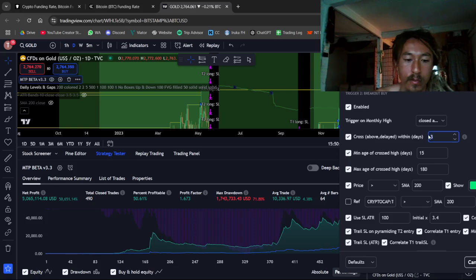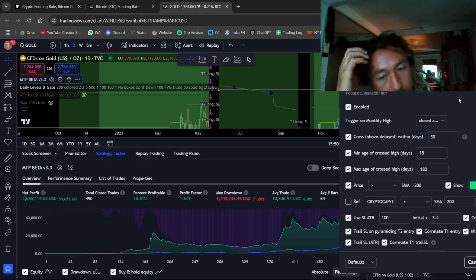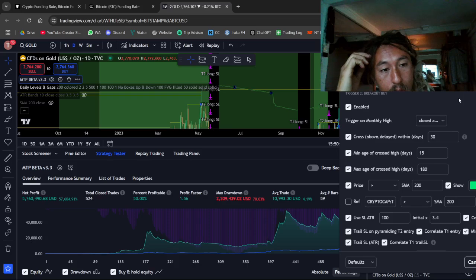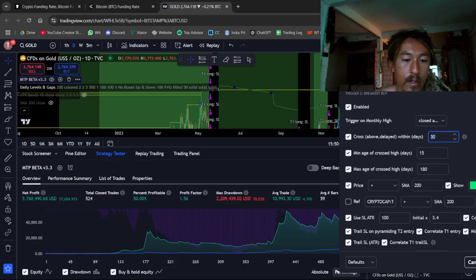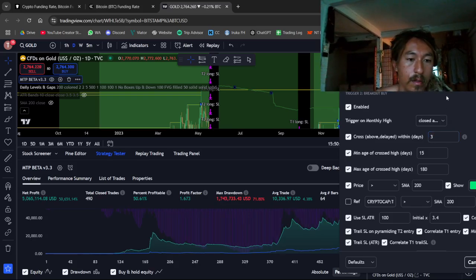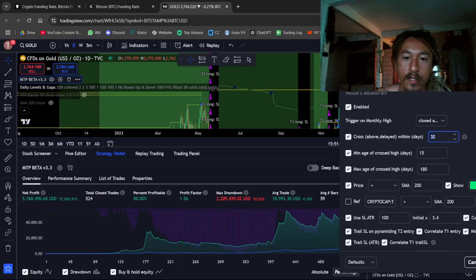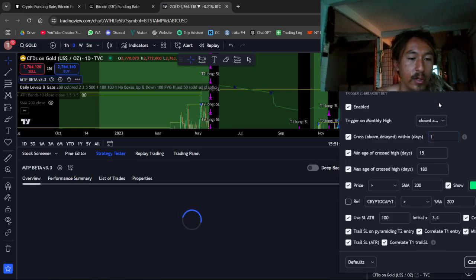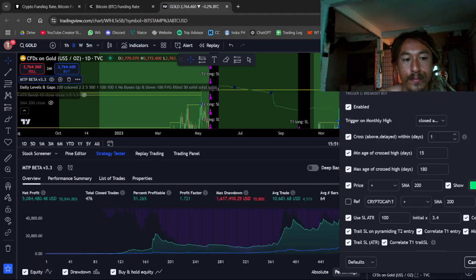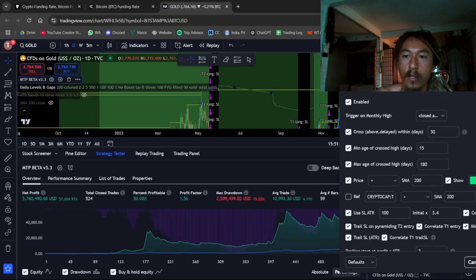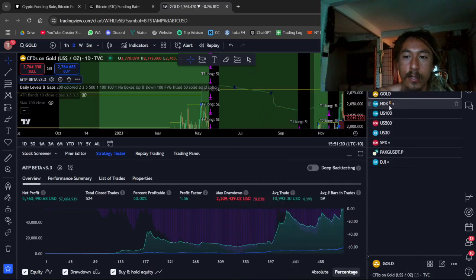Breakout buy from 3 to 30. See what happens. Okay. It improves things. It does improve things. The drawdown doesn't change. The return improves. You can see if we put it at 1, 1 is worse. 30 is better. Okay. Now the last one is going to be NASDAQ.